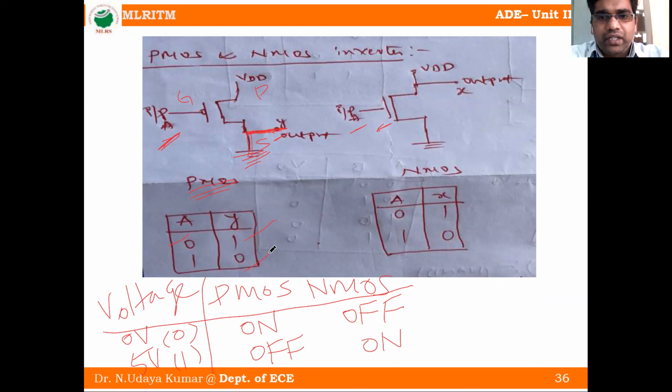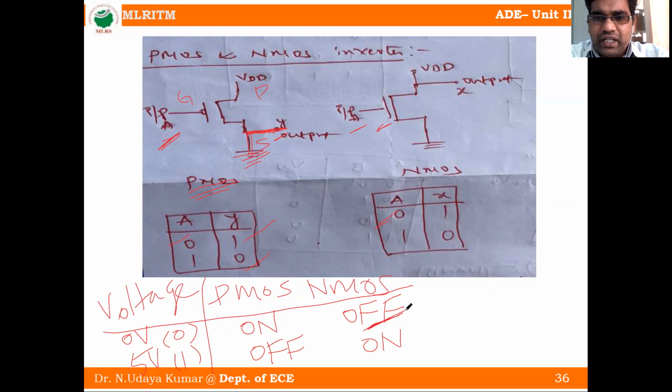The same mechanism applies here too. First we will see 0 volts. 0 volts means low voltage, which we call logic 0. So 0 is given to the NMOS transistor, and it is off. With the NMOS transistor off, there is no connection from VDD to ground.